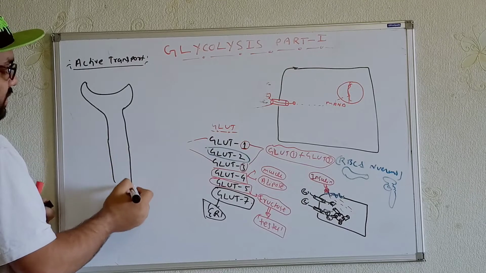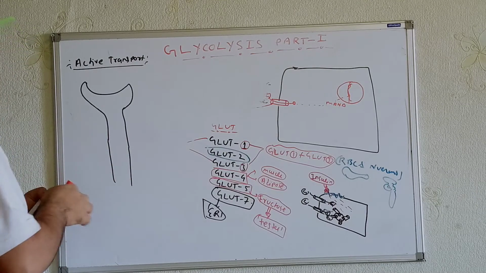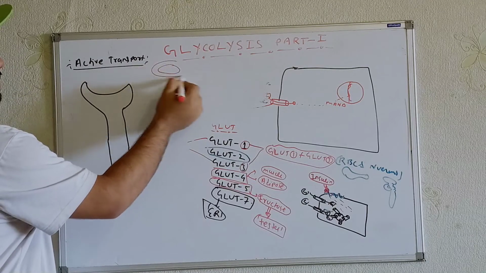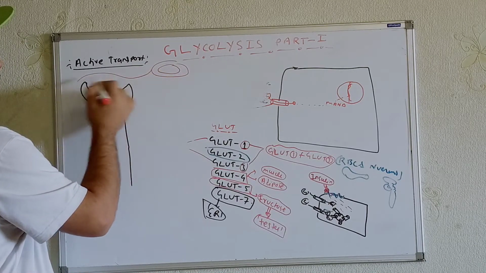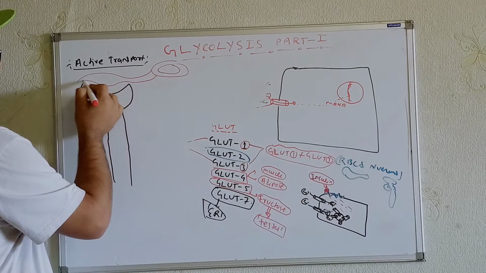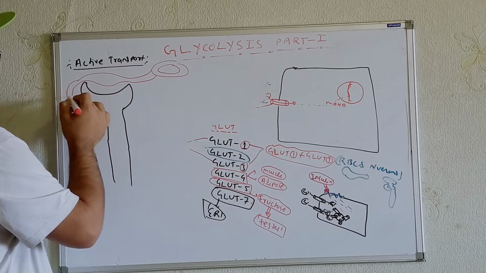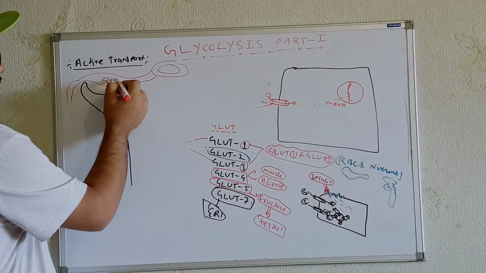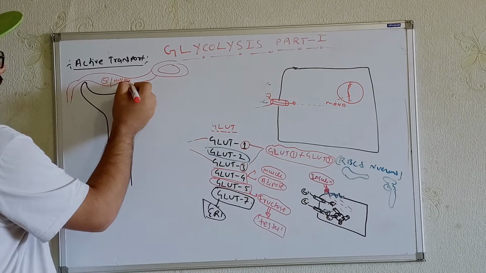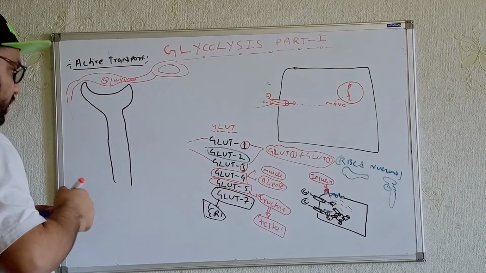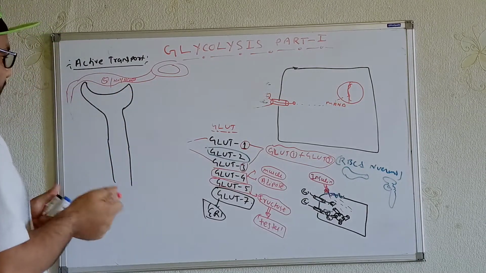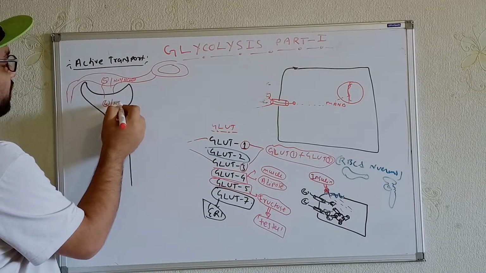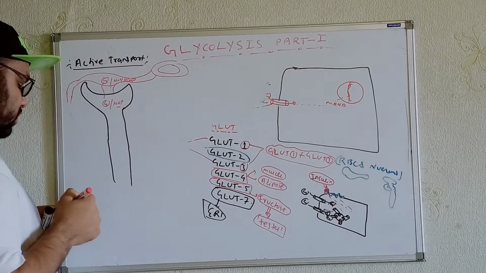Okay, something like this. We know that from the general circulation, whenever the blood comes over here, along with the blood there will be glucose and different types of ions, for example sodium and bicarbonate. After filtration, the glucose will come over here, the sodium will come over here, and the different types of ions will also come over here.